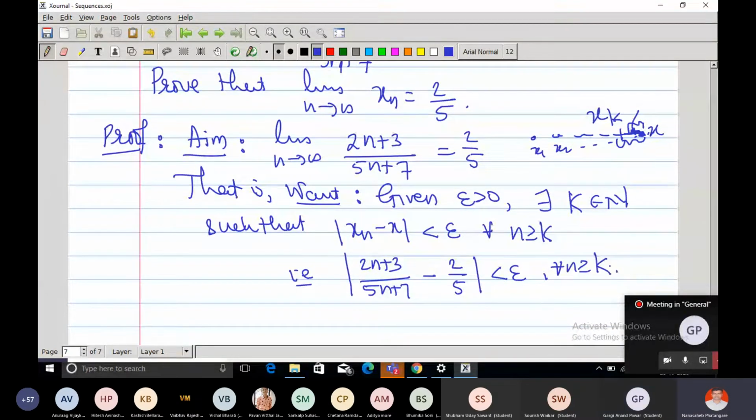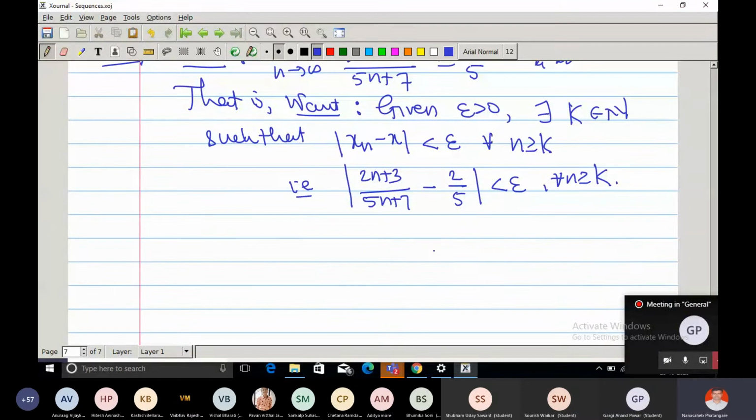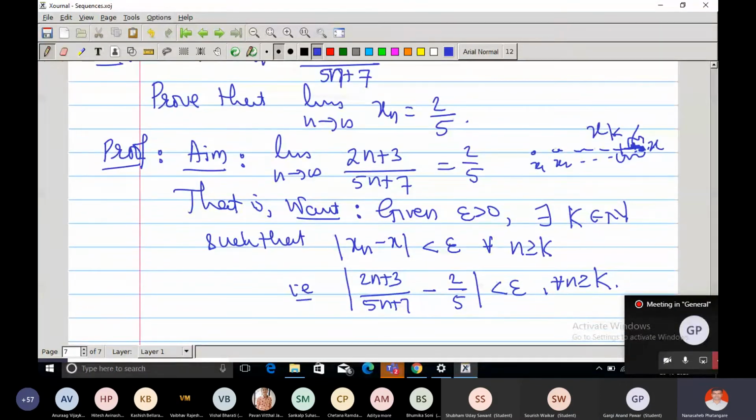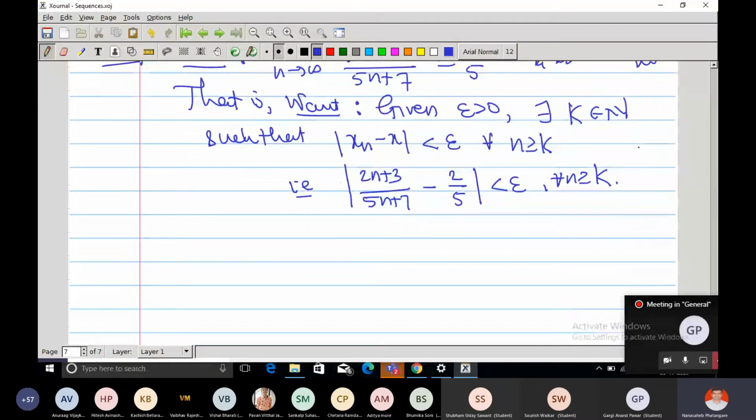So we'll try to generate a formula for k. Do you understand that k depends on epsilon? Do you agree? Yes, sir. Because if your friend gives you this distance, your k is something, but if your friend gives you a very small distance, then that k is not the right k. The new k might be larger, after which the distance is less than epsilon. So it depends on epsilon.